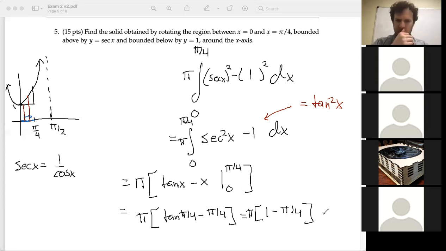Okay. Questions about this problem? Or really anything now that we've made it to the end of the practice exam. I can go back and talk about some.